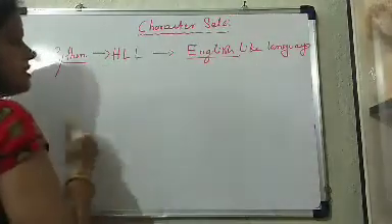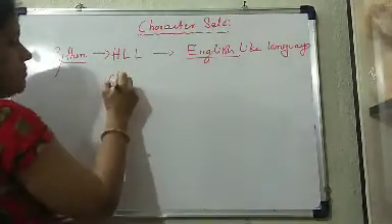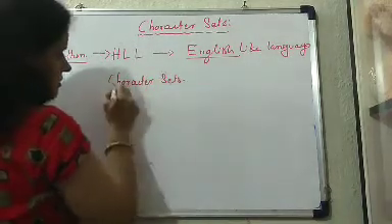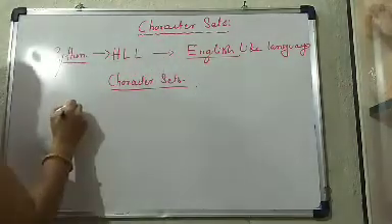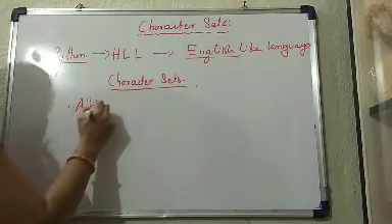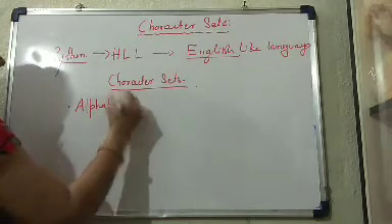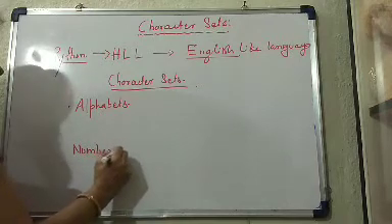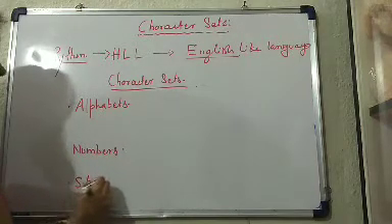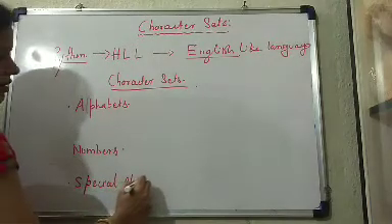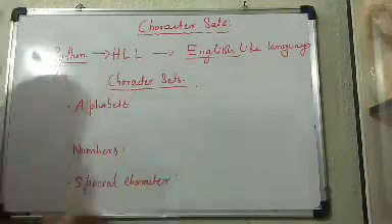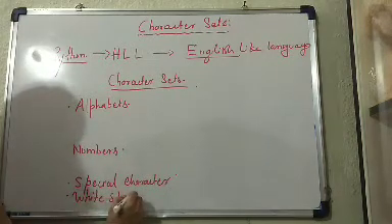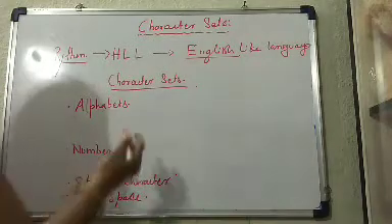So let us see what the character sets in Python are. The character set used by Python is alphabets, then numbers and special characters and white spaces. So let us start with the alphabet.